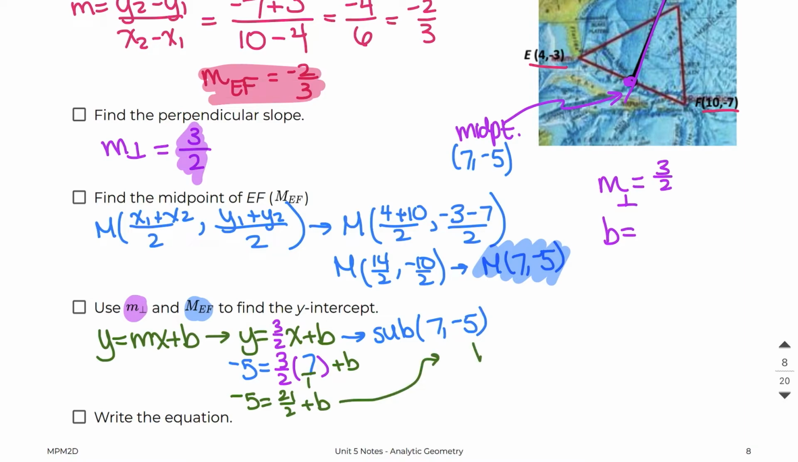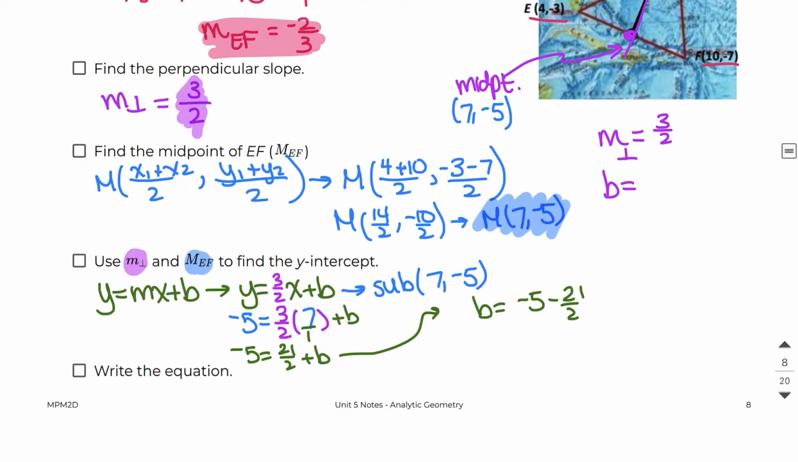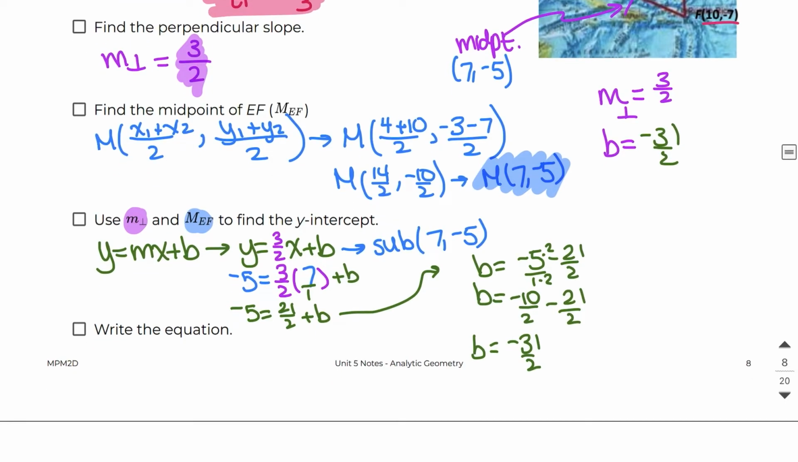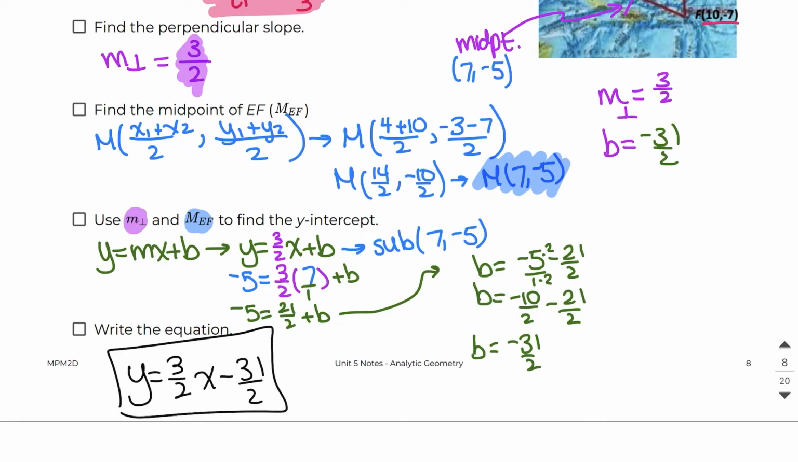So to solve for b, I have to subtract that 21/2. I would get a common denominator, which is 2. So I multiply by 2 here, multiply by 2 here. I get negative 10/2 minus 21/2 right here. So b would be negative 31/2. So now b is no longer a mystery. I know it, and then I can write my equation right here, and I can say that my final answer is y equals 3/2x minus 31/2, because I'm using these values here to find out what m and b are.